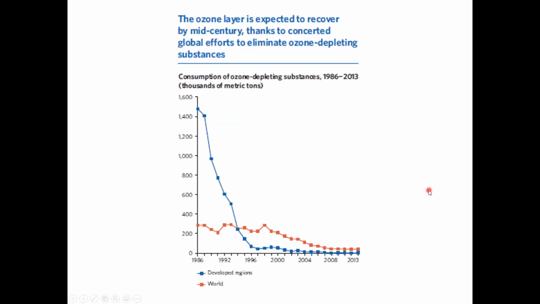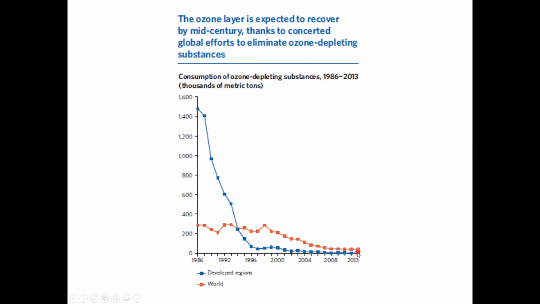So one very positive story is in terms of the ozone layer, which was a huge worry in the 80s and early 90s, the hole in the ozone layer. So we see the ozone layer is expected to recover by mid-century thanks to concerted global efforts to eliminate ozone-depleting substances. Here we see consumption of ozone-depleting substances from 1986 to 2013, in developed regions and overall in the world, and it's down to near zero almost everywhere.